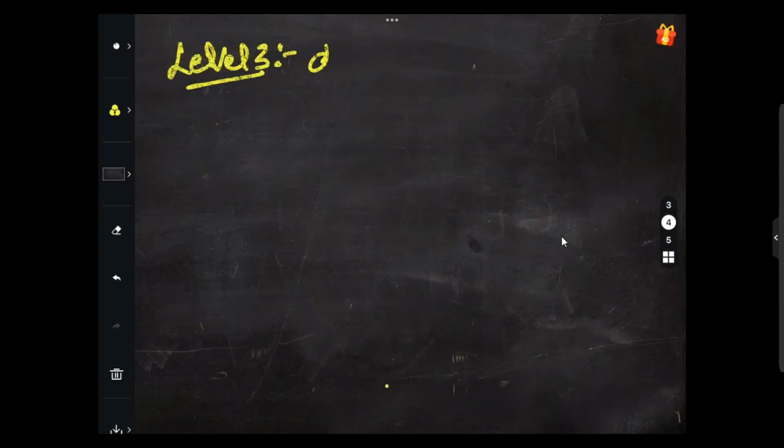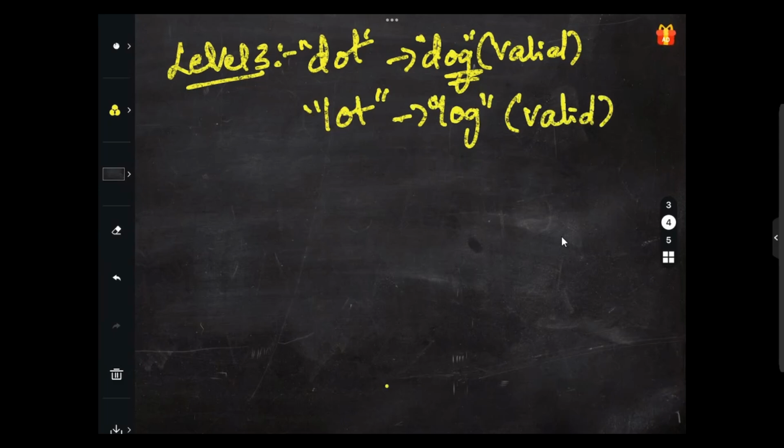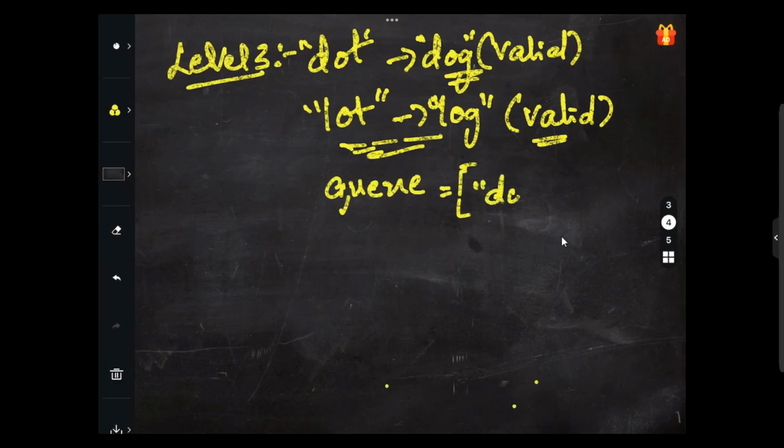So dot can be dog in this case. This is valid because T is replaced by G here, right? You can clearly see here. And for lot, we can change this to log in this case. This is also valid because T is replaced by G here. In this case also T is replaced by G. And the queue after processing this will be dog.